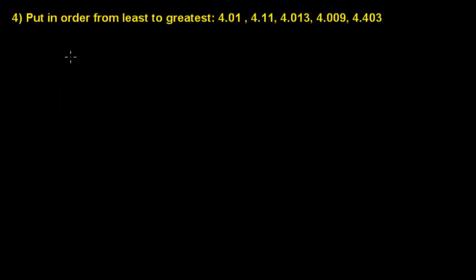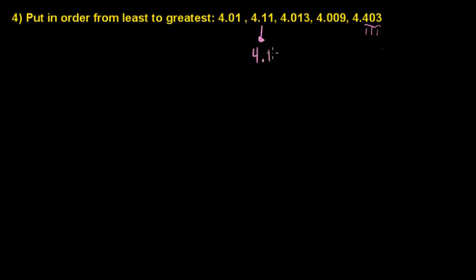This next question, put in order from least to greatest. Okay, so we've got all these numbers. Now when we're dealing with decimals, we want to make sure we have the same place values before we start putting them in order. Notice that this goes out to the tenths, the hundredths, and the thousandths spot. And this goes out to the thousandths spot, this goes out to the thousandths spot, but this only goes out to the hundredths. So the way we fix that is we just add a 0 placeholder.